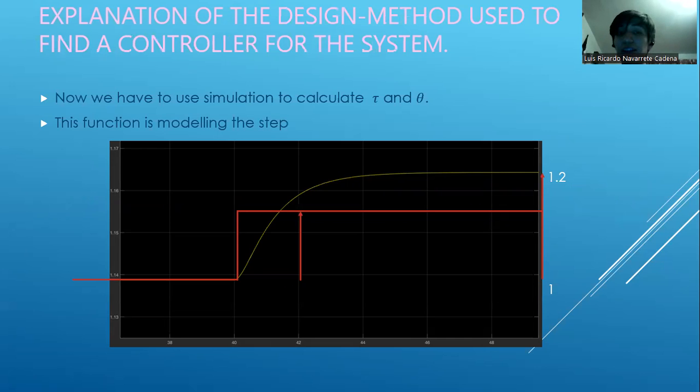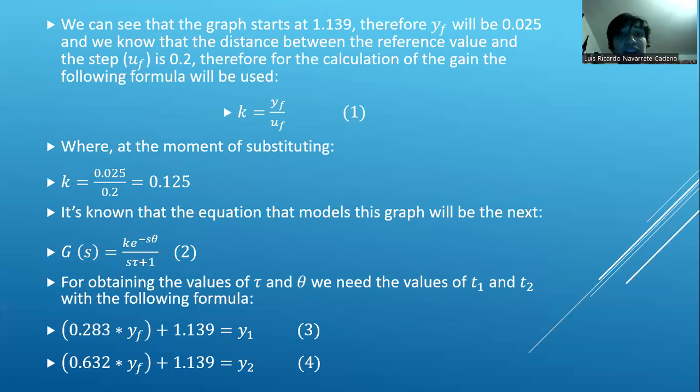First, we have to calculate tau and theta. The function is modeling the step that we said before in the previous presentations. You can see that the step is 0.2. We can see that the graph starts at 1.139, therefore YF will be 0.025, and we know that the distance between the reference value and the step UF is 0.2. Therefore, for the calculation of the gain, the following formula will be used.